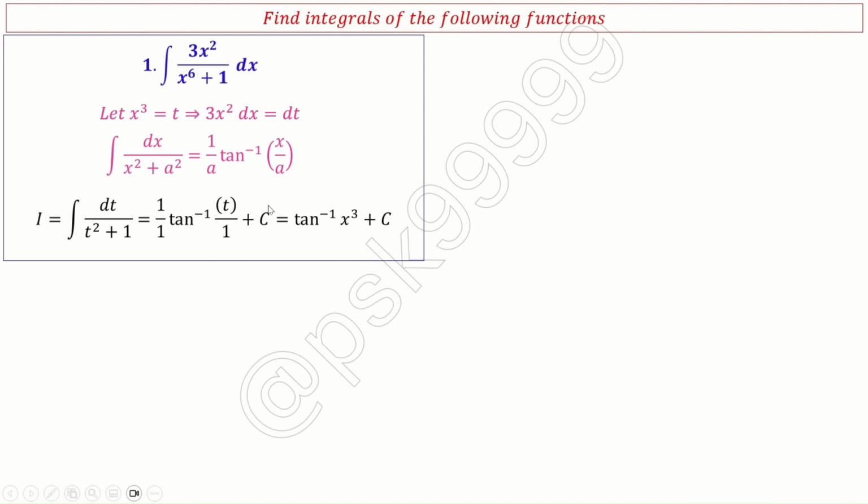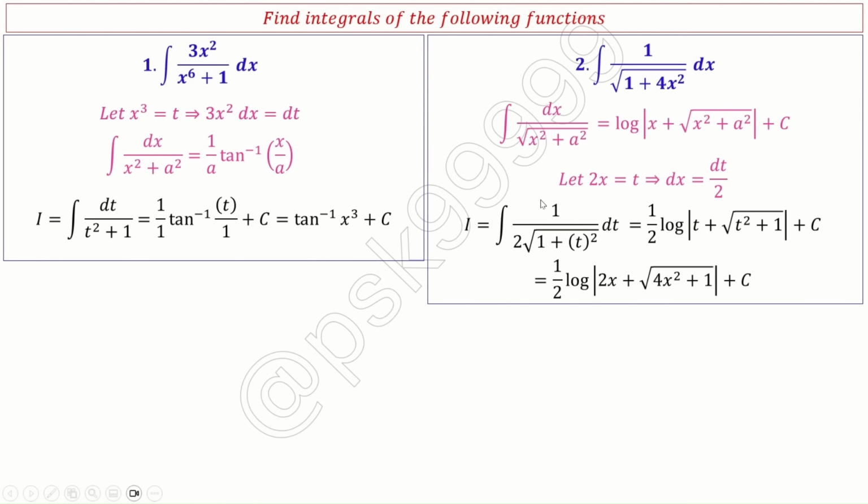Hope you understand how to solve this. First convert into one of the standard forms and then substitute the formula.